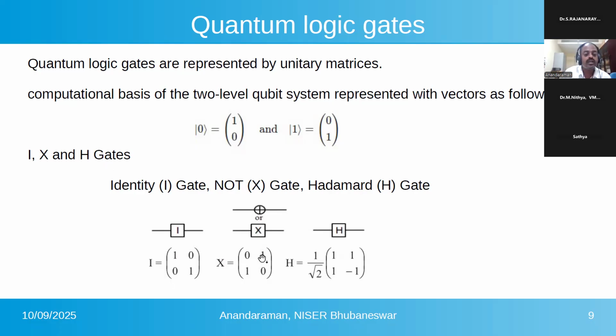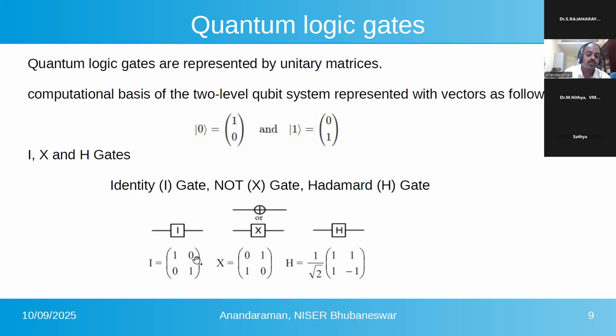Here all the gates are nothing but unitary matrices. Why is it a unitary matrix? It should be reversible. Given the input and the operation, you will get the output. Given the output and the operation, we should get the input back. In that way, all the operations and all the gates should be reversible. So the gate is represented as a unitary matrix.